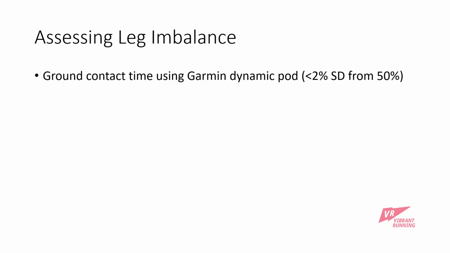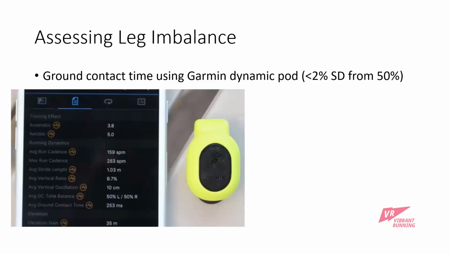If you want to know, normally it's very straightforward. How we did it in the lab last time was using ground contact time. We had a force platform, but for you all, the thing you can access now, that I know of, is the Garmin Dynamic Pod. It's something like this, and you can see at the bottom left there, I put a red square box there.